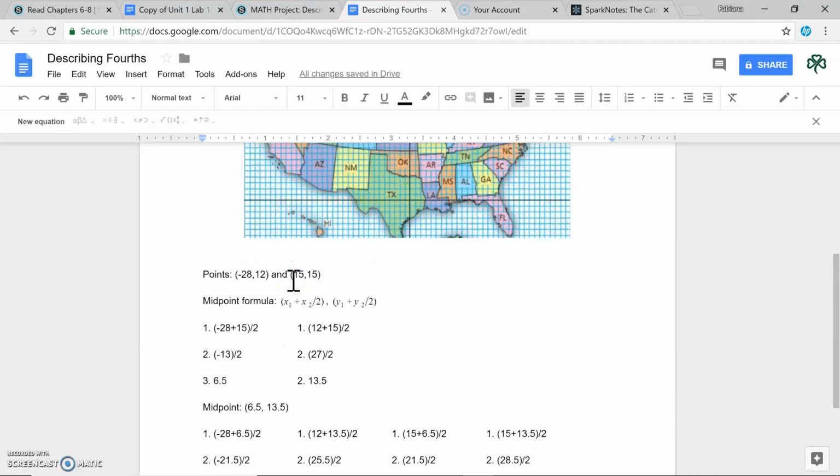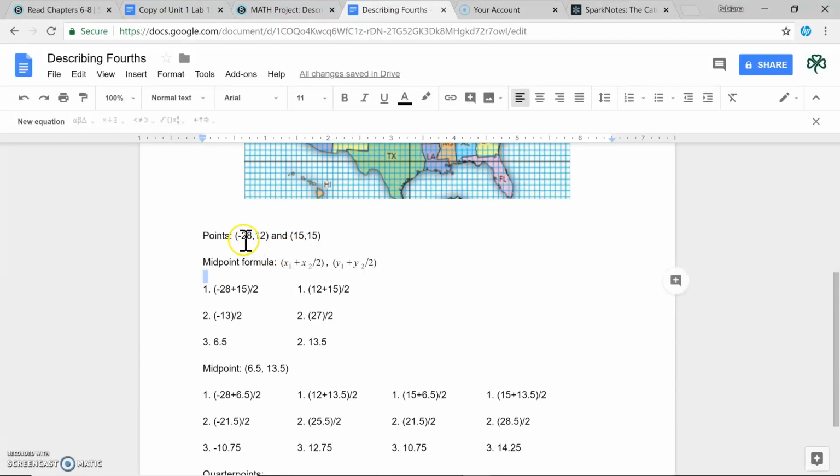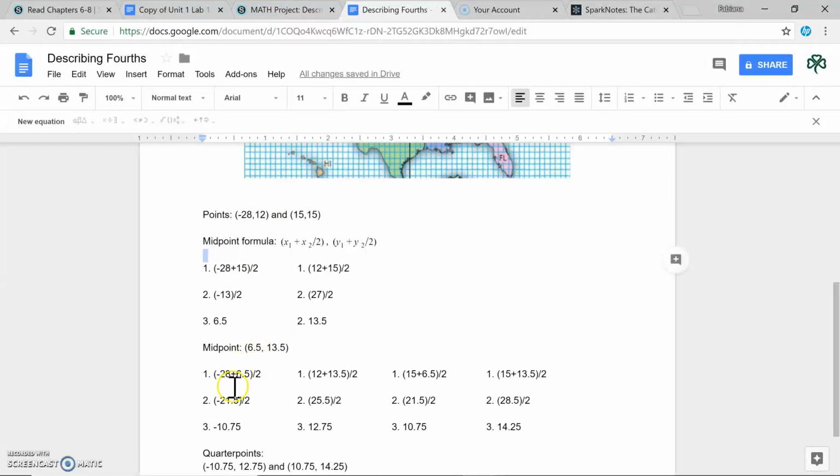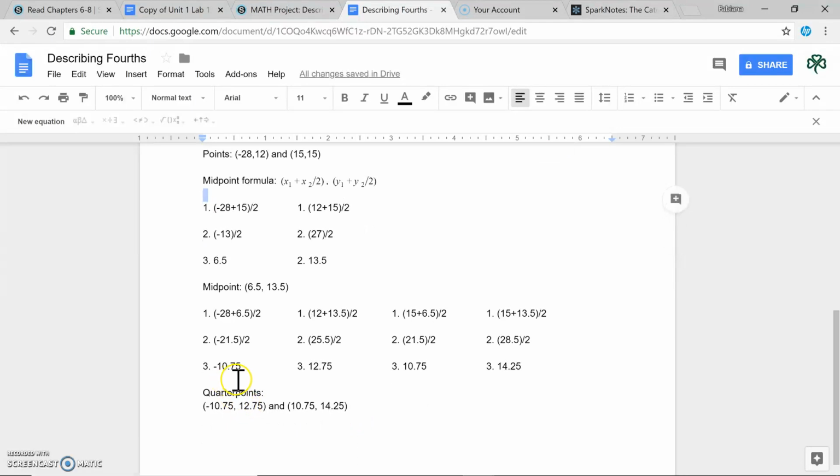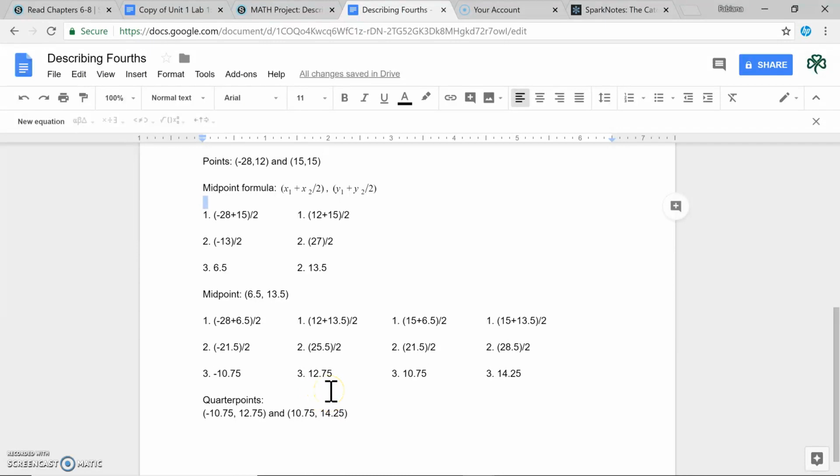I then found the midpoint from one of the main points and the midpoint by plugging in both x's and both y's as shown below. I simplified to get negative 10.75 and 12.75.